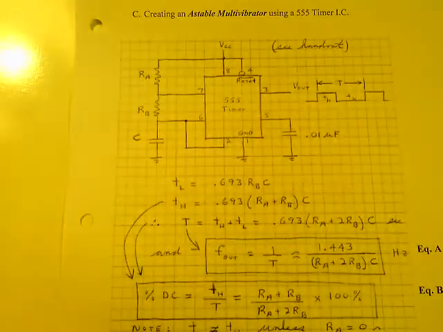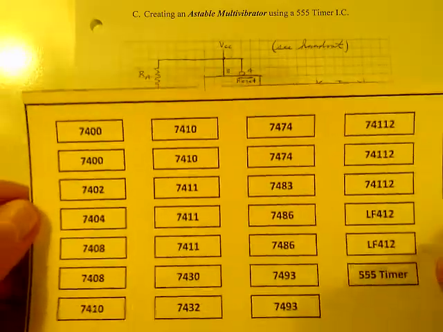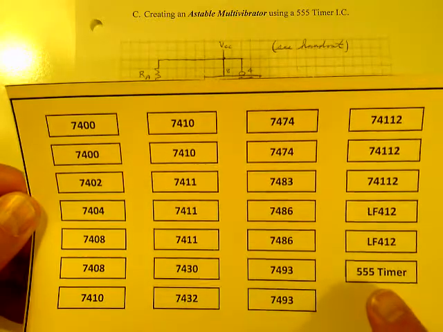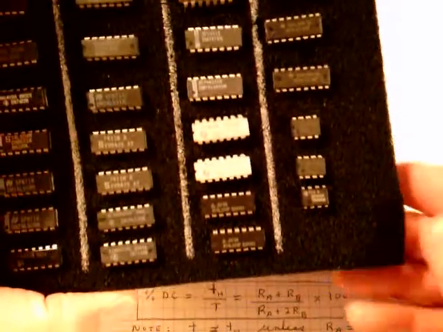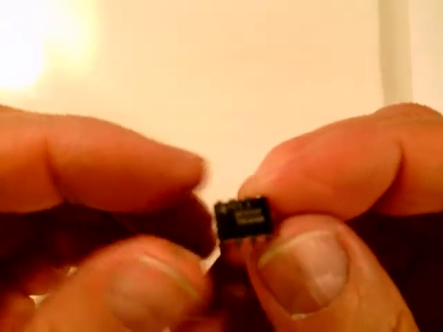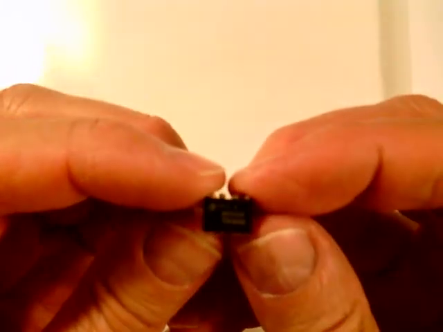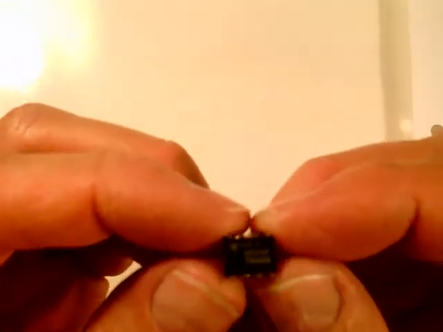This 555 timer, if you take a look at it here, this is our lab layout right here, and notice that these are all the chips we've been using so far, but I have a 555 timer sitting right down here, and I'm going to take it out. I want to show it to you. This is what it looks like. It's just a very small 8-pin package. And there's one 555 timer in there, and we can use it for many, many different applications.